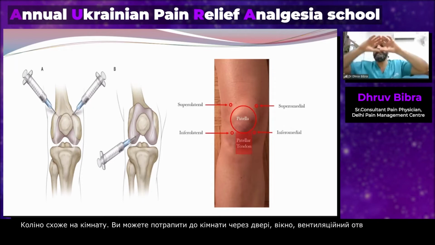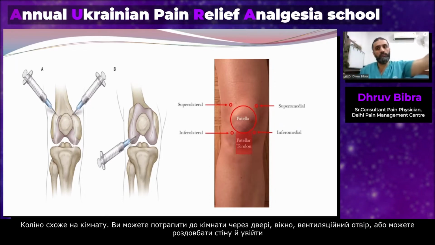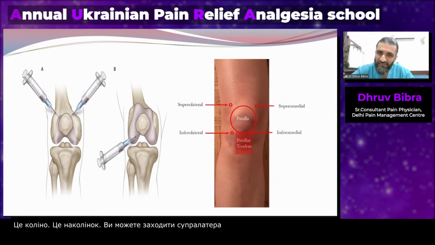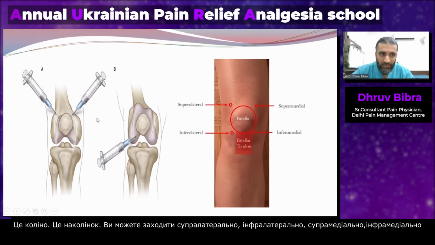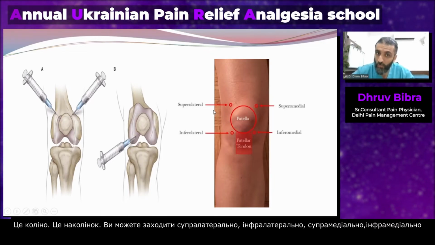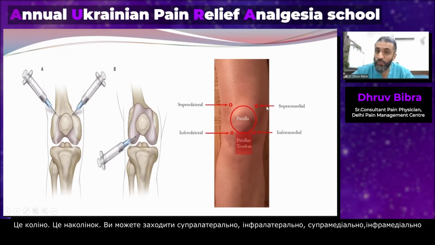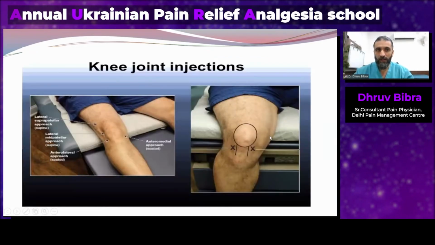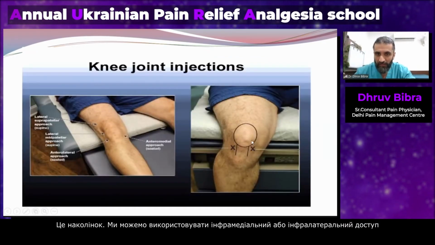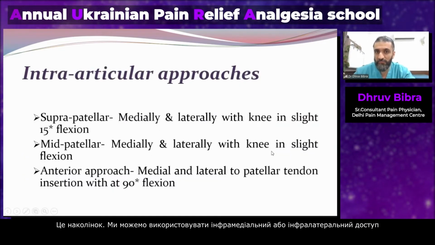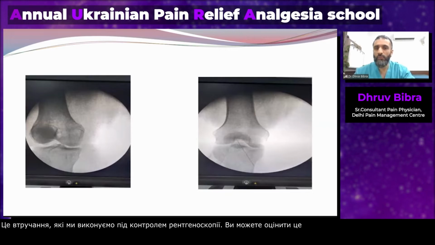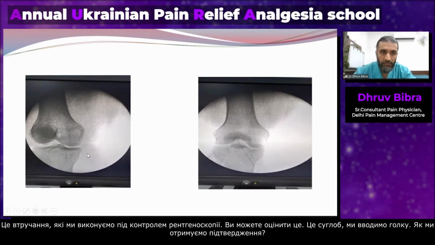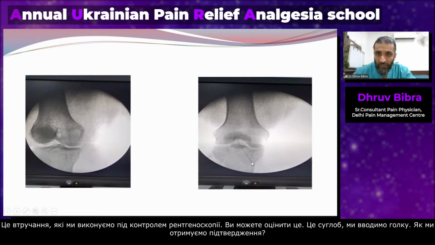So the knee is like this room. You can enter this room through the door, through the window, through the ventilator, or I can break the wall and come in. In the same way, this is your knee. You can appreciate this is your patella, and you can go supralateral, infralateral, supramedial, and inframedial, right? These are the interventions that we have done fluoro-guided, fluoroscopic. You can appreciate this is the joint, and we have introduced the needle.